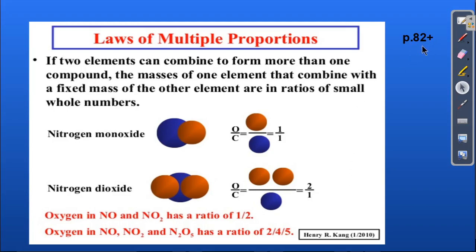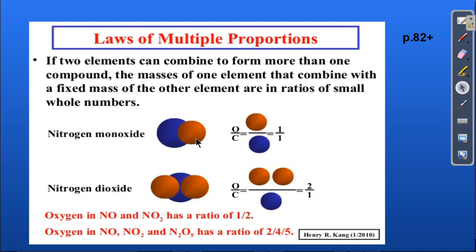That's on page 82. If two elements can combine to form more than one compound, like we did with carbon dioxide and carbon monoxide, here we have nitrogen monoxide and nitrogen dioxide. So different compounds, different atoms, different molecules. If two elements can combine to form more than one compound, the masses of one element that combine with a fixed mass of the other element are in ratios of small whole numbers. Mouthful. What does it mean?